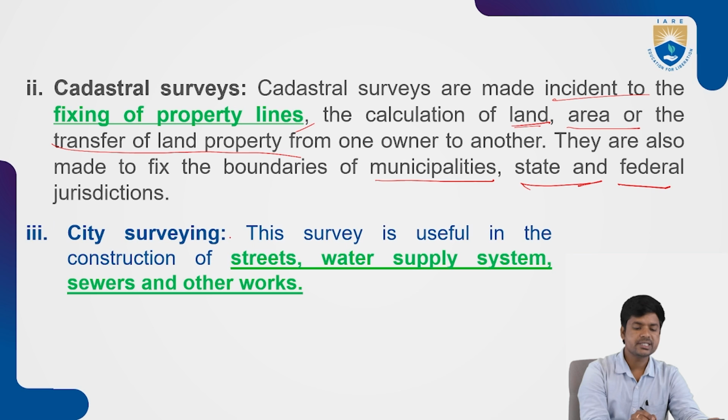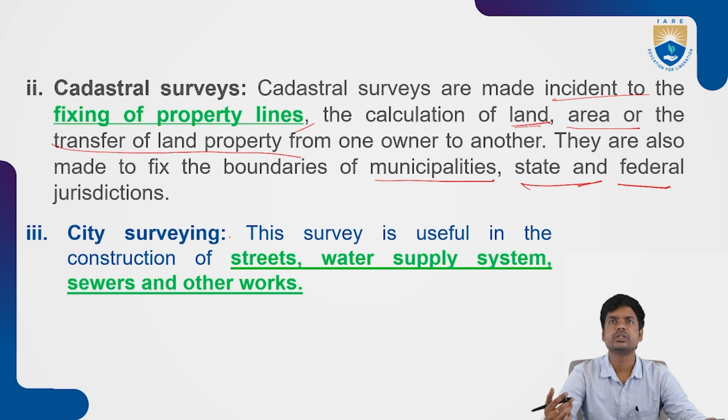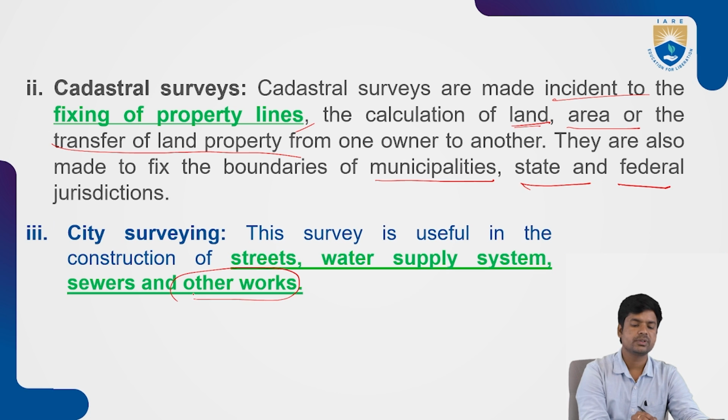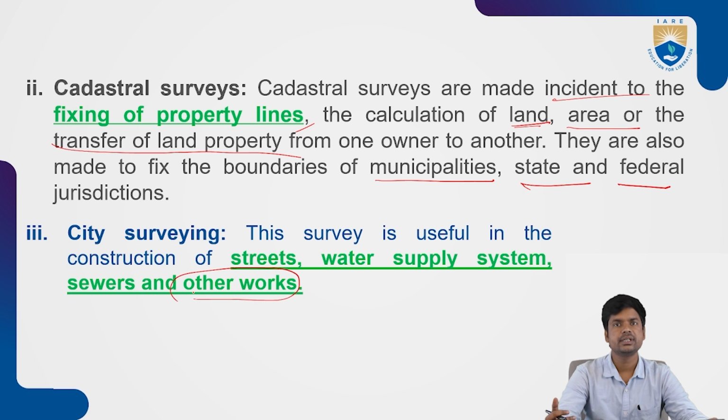And next one, city surveying. In city surveying, we represent the streets, water supply systems, and drainage systems, or any other small works which define the area of the city.